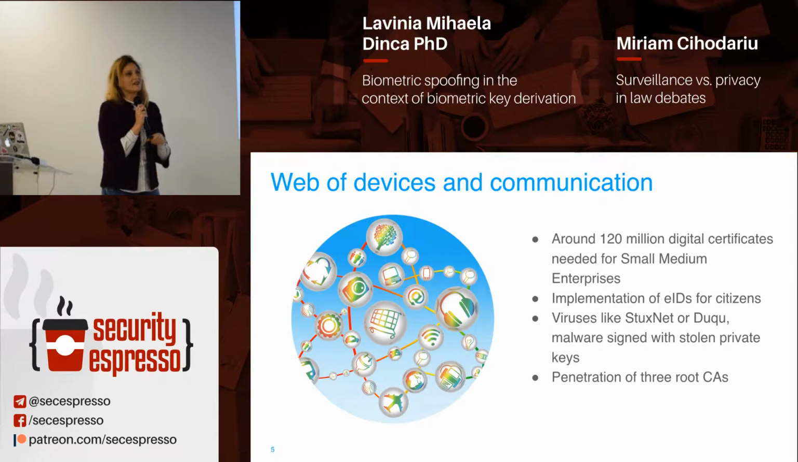Now, a few years ago, three root CAs were penetrated. GlobalSign, DigiNotar. The thing is that DigiNotar lost its root CA private key. So what happened, they didn't know about it, and hackers used that private key to issue 531 rogue certificates. You cannot know about this because basically they used the CA's private key. It was a root CA private key.